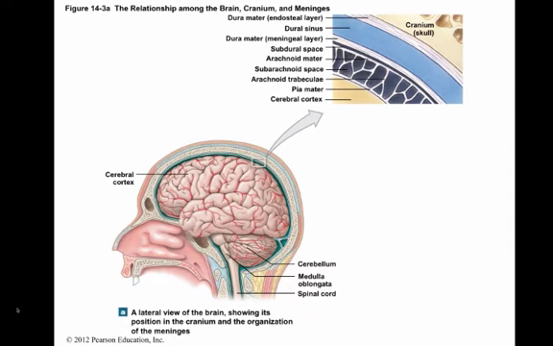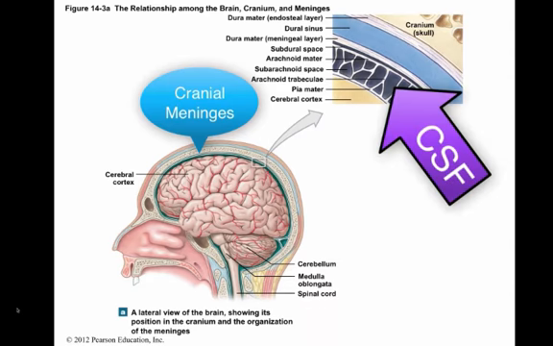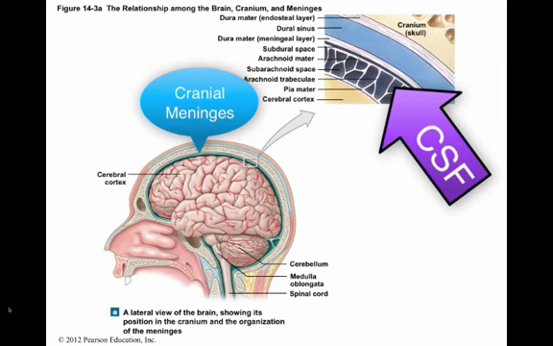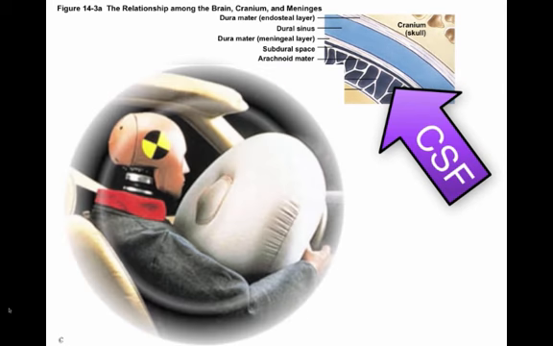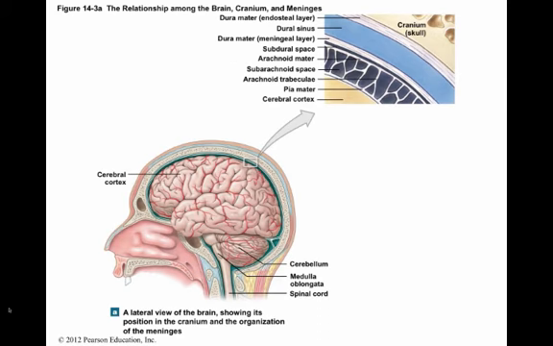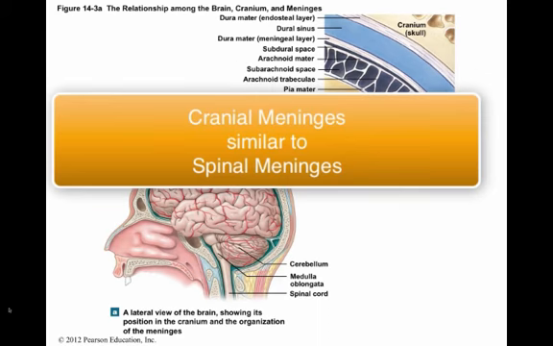The brain is encased in layers of tough, protective cranial meninges. The cerebrospinal fluid circulated between certain meningeal layers cushions the brain and prevents it from contacting the cranial bones during a head injury, like airbags in a car prevent a passenger from hitting the dashboard. The cranial meninges are anatomically similar to and continuous with the spinal meninges of the spinal cord.